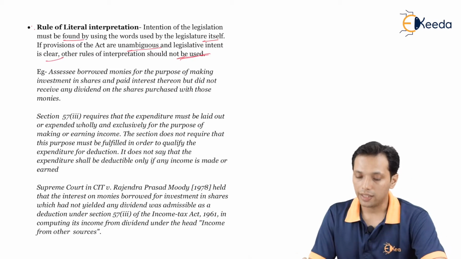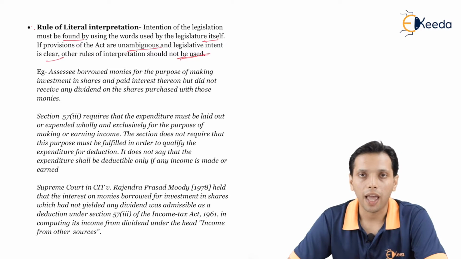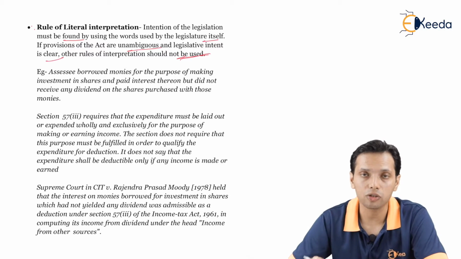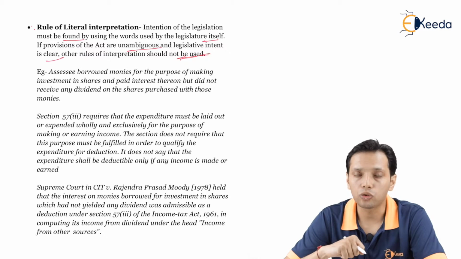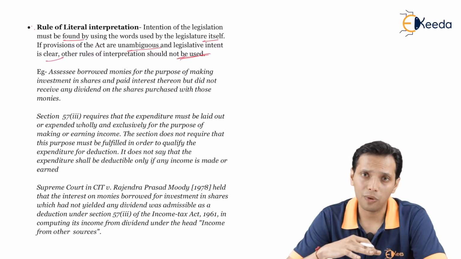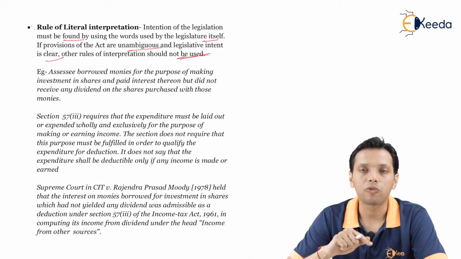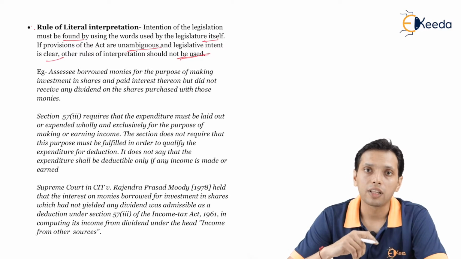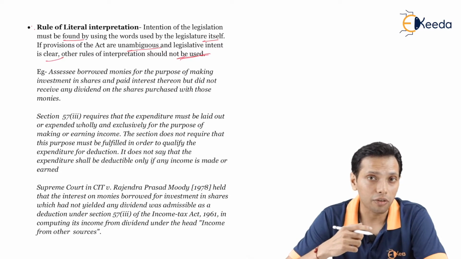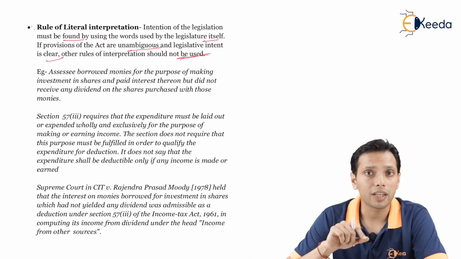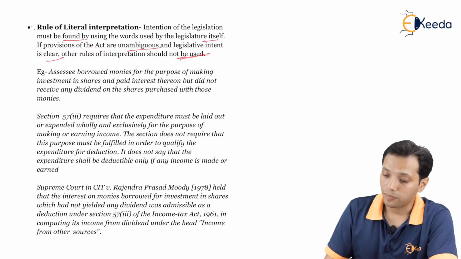We have an example over here. The assessee borrows money to be invested in shares, and through these shares he may have received certain dividend income, but in this particular case he hasn't received any dividend income, yet he has to pay interest on the amount borrowed for the purpose of investment. On one side there is no income from investment in the form of dividend, and on the other side he has to pay interest on the amount which has been borrowed. So the question is whether the deduction of the interest paid on the amount borrowed will be available to the assessee. There is Section 57(3), which we will read over here.